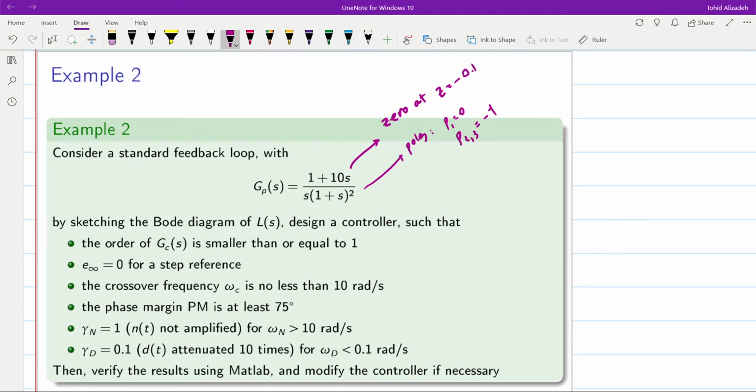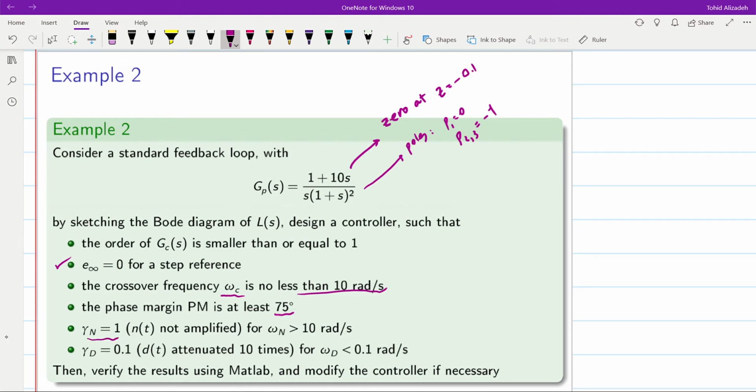And we are supposed to design a controller such that, first of all, the controller that we have is either a proportional one or a first order controller. Then we need to have a steady state error for a step reference being equal to 0. The crossover frequency omega c should be at least 10 radian per second. The phase margin should be at least 75 degrees.